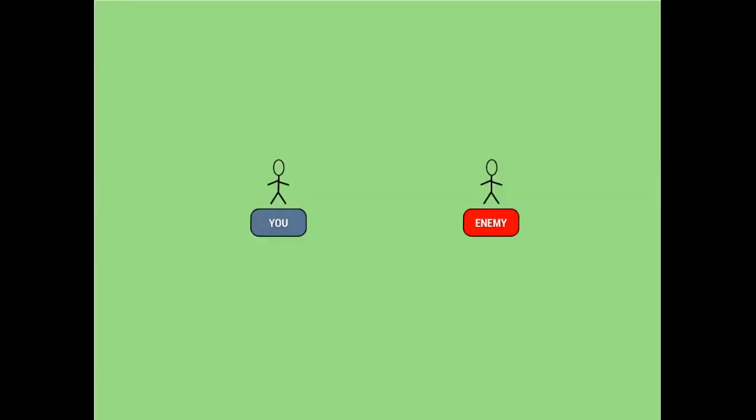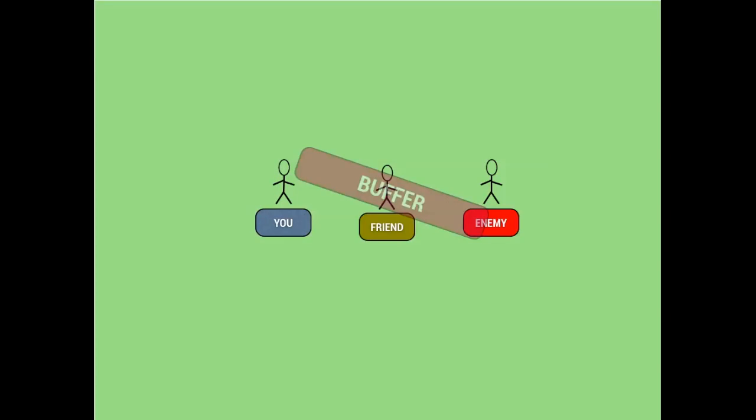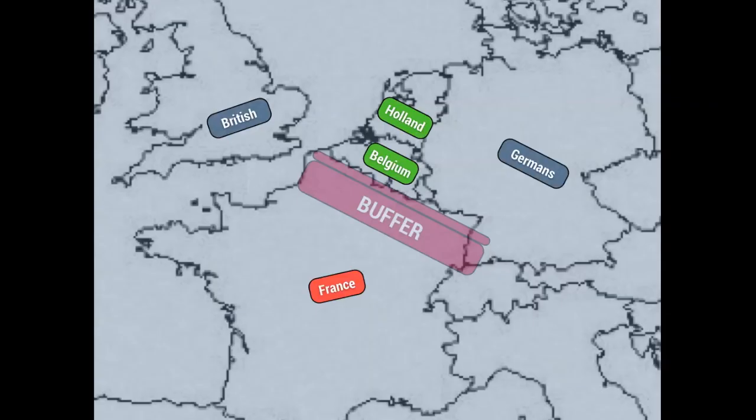A buffer is like, let's say you have an enemy that you're scared of, you put your friend in between yourself and your enemy to help protect you from your enemy. This is a buffer. It's like a protection zone. And that is why the British and the Germans made Holland and Belgium one country in order to protect themselves from the French. The problem was Belgium was Catholic while Holland was Protestant, and Belgium was based on manufacturing while Holland was based on trade, so they really didn't get along.